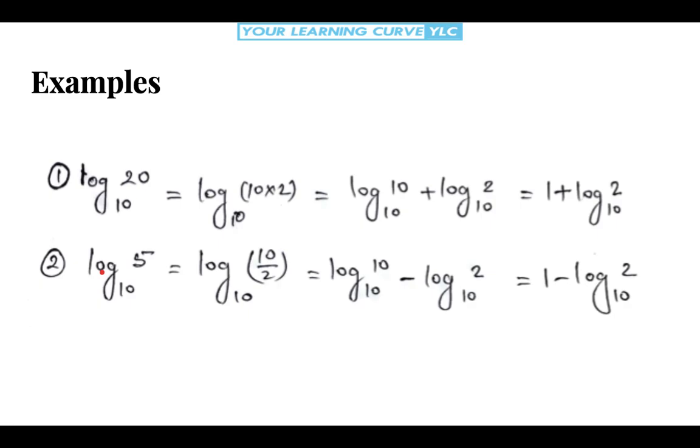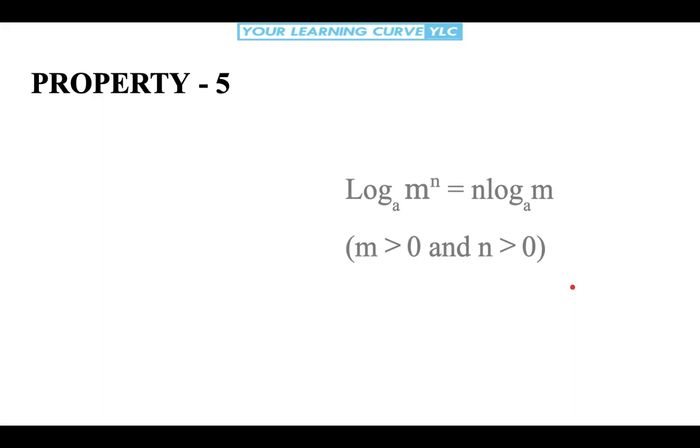Let's take another example. Log of 5 to the base 10 is equal to log of 10 by 2 to the base 10. Again, applying the last property which I discussed, it is log of 10 to the base 10 minus log of 2 to the base 10. Log of numerator minus log of denominator is equal to 1 minus log 2 to the base 10.